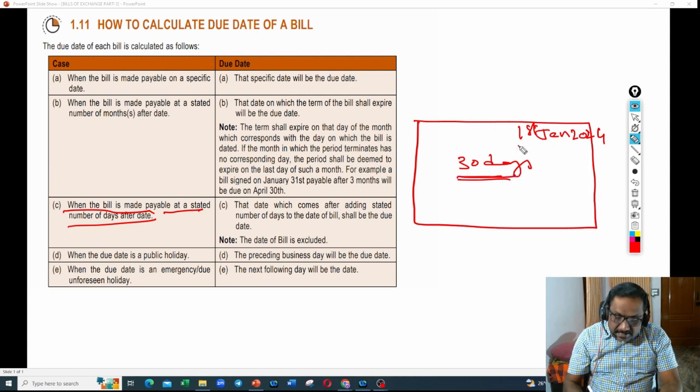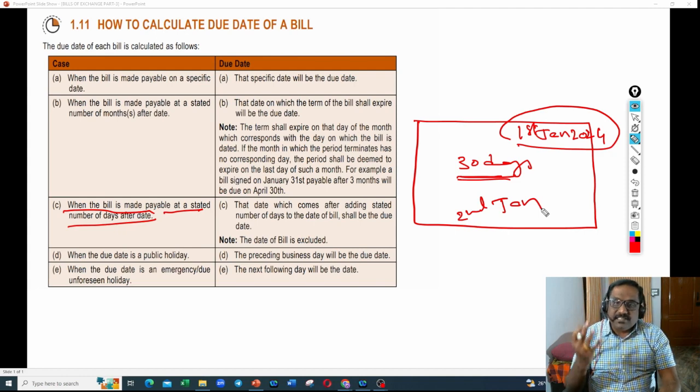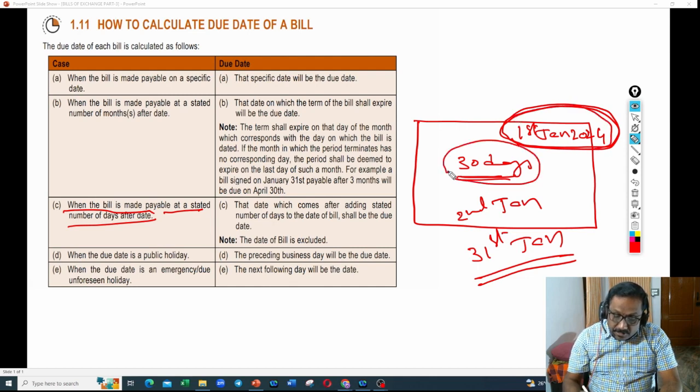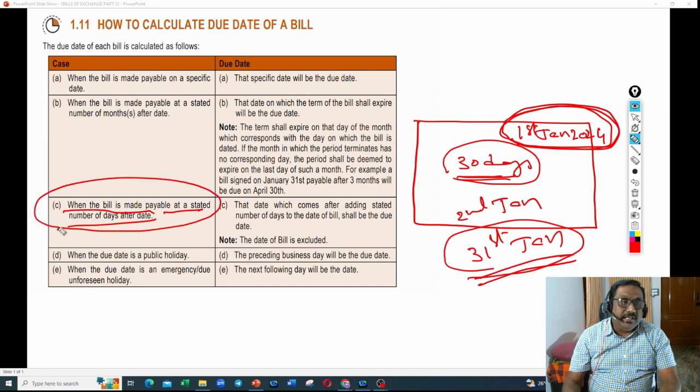So while calculating this 30 days, you should not take 1st January into account. So you need to start taking the date from 2nd January. So calculate 2nd January, 30 days. 2nd, 3rd, 4th, 5th, 6th, 7th, 8th, 9th, 10th, 11th. Like that, if you start calculating, the due date will be falling on 31st January, excluding this 1st January. So excluding the bill date, 30 days you need to take into account. That date is falling on 31st January. So that is what you need to take in this case.